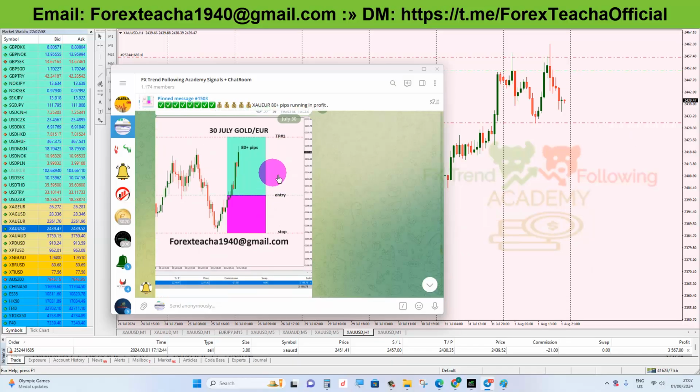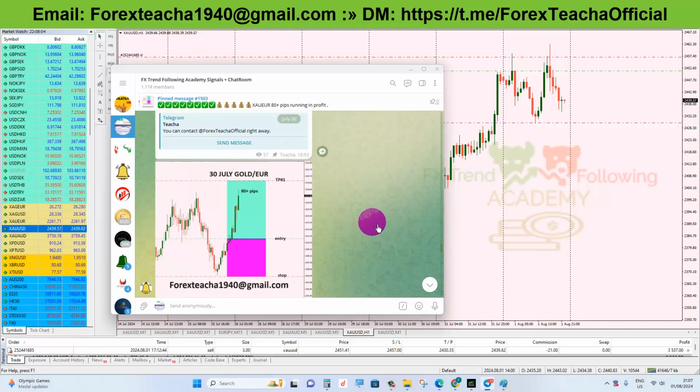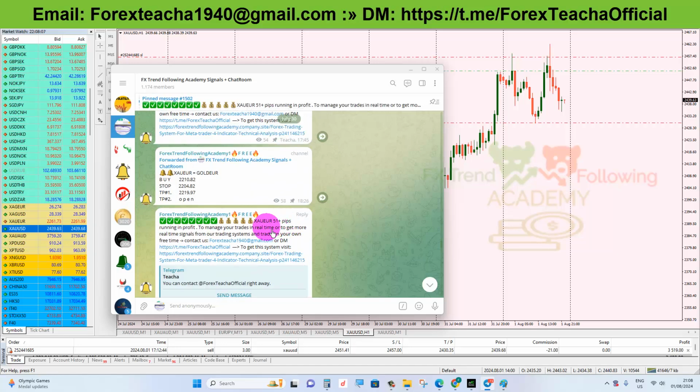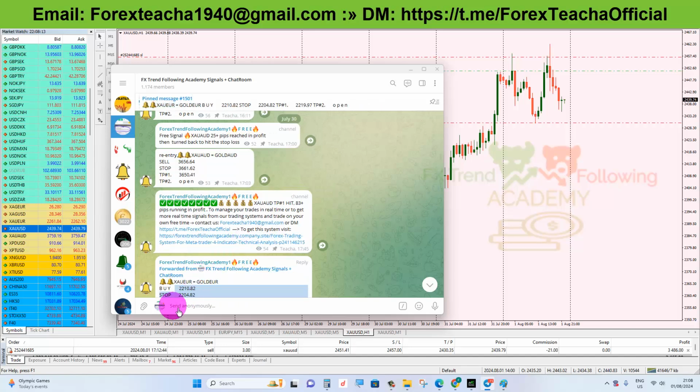And if you go back also, the gold euro, I updated the first time it was 80 pips, about to hit the take profit number 1. And I also updated when it was 51 pips. And this was the signal. If you go to your chart, you can see that it exists. And this was a winning trade.